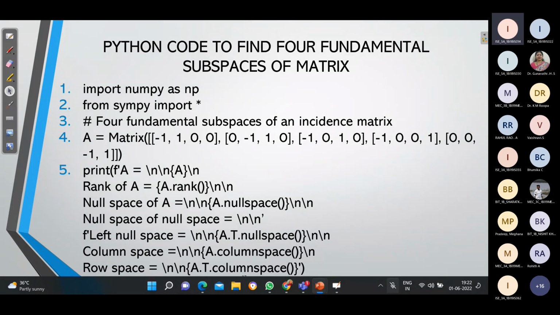Here we are hard coding a matrix. This is the matrix that we are using. In order to find the null space, rank, left null space, column space, and row space, we just have to use the methods already present in the library. So a dot rank gives the rank of the matrix. Similarly for null space, a dot null space. For the left null space, a dot T represents the transpose, dot null space, so this gives the left null space. Similarly for the column space and the row space. The row space is basically the transpose of A, getting the column space. So this Python code fetches us the four fundamental subspaces.